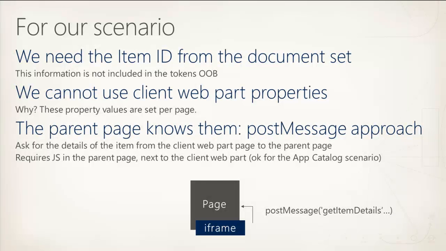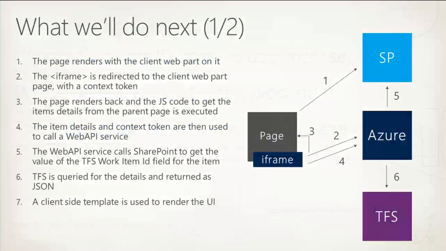So the iframe will do a post message, and the page will return that post message with "this is the list ID and this is the doc set ID." This is the flow that we're going to be looking at when we build this client web part. And this looks very complicated, but it's not. Let's walk through it. The page is going to render with the iframe on it, and that iframe is going to be the iframe of a page in my app server.